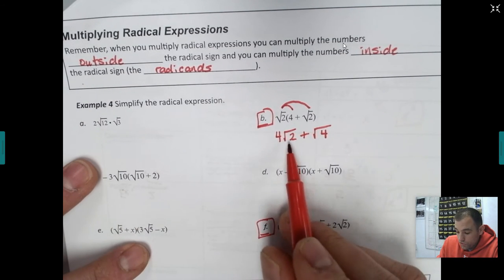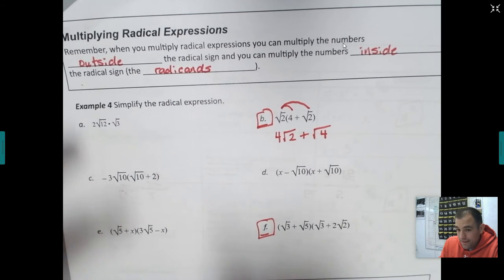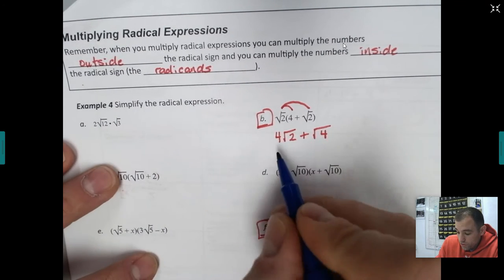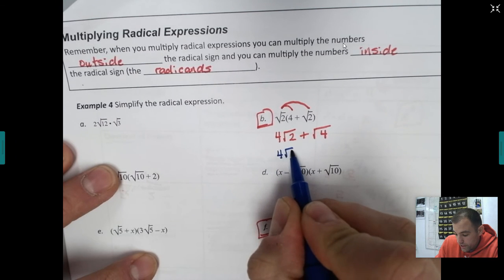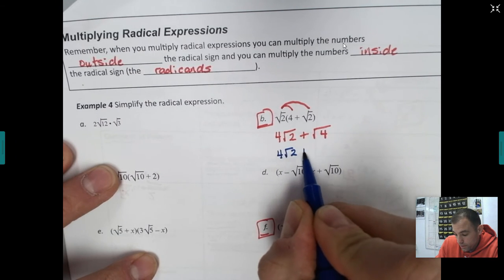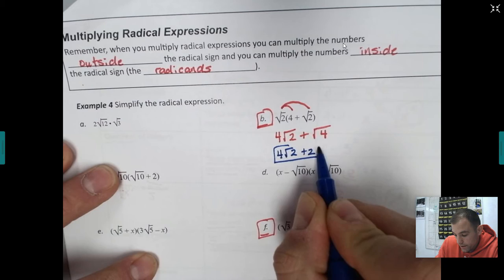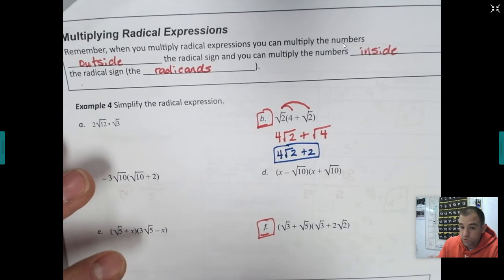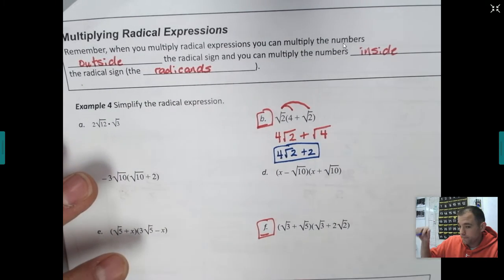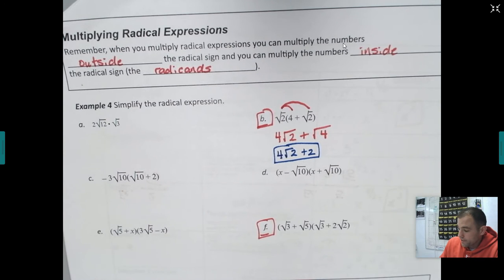So 4 radical 2 plus radical 4, and then we have to try to simplify if we can. So 4 square root of 2 won't change, but the square root of 4 is 2, and now we're finished. So just distribute like you've always done, and then if you can simplify, do that. So that's the first example.